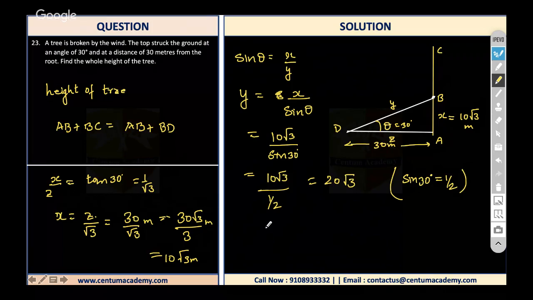So hence the original height of the tree is X plus Y, which is equal to 10 root 3 plus 20 root 3, which is equal to 30 root 3 meters.